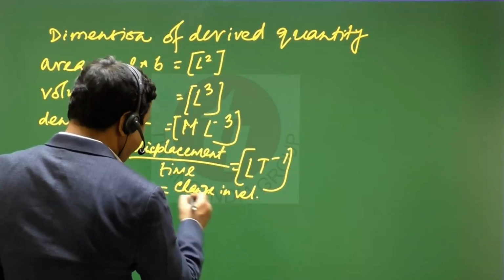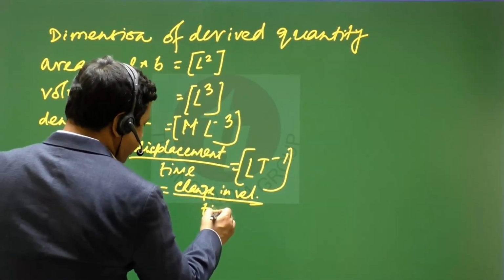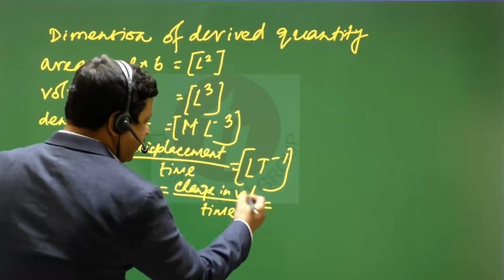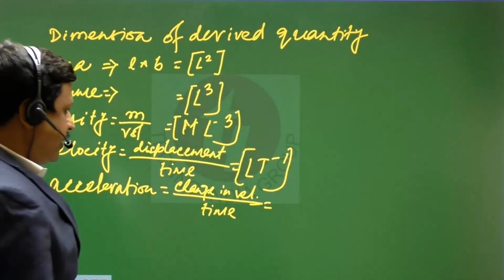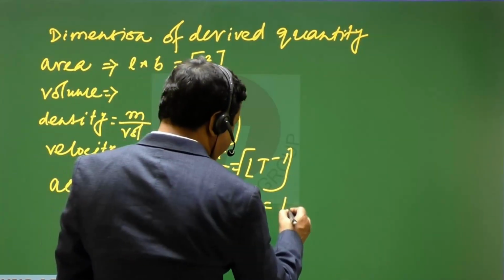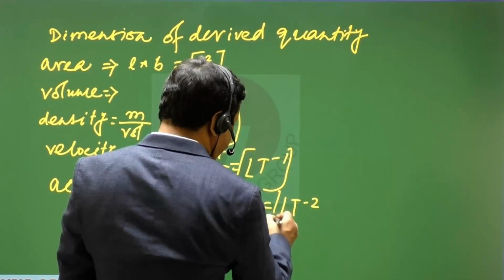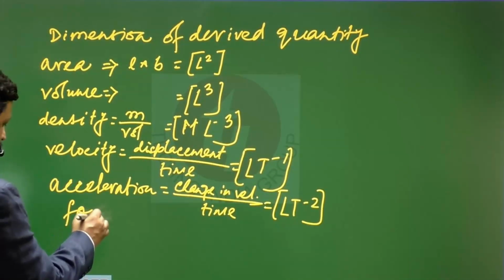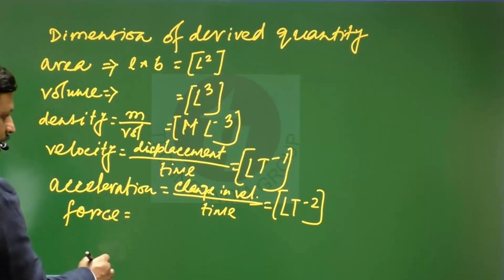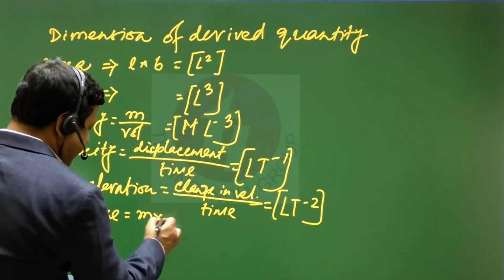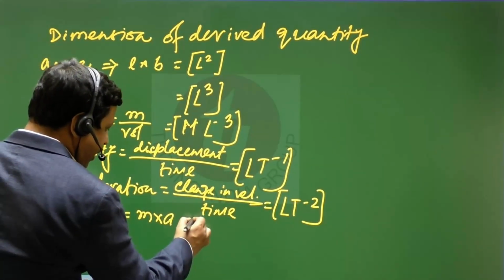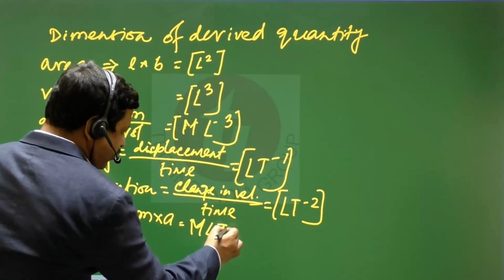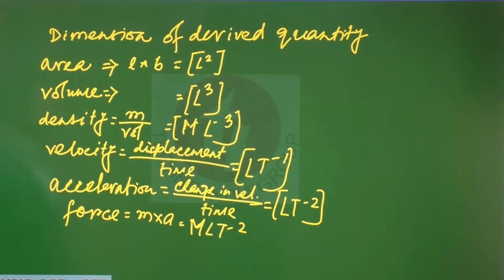Change in velocity by time. Change in velocity is meter per second and time is second, so that is meter per second square, so L t to the power minus 2. Acceleration. Force is equal to mass into acceleration, so m L t to the power minus 2, right?